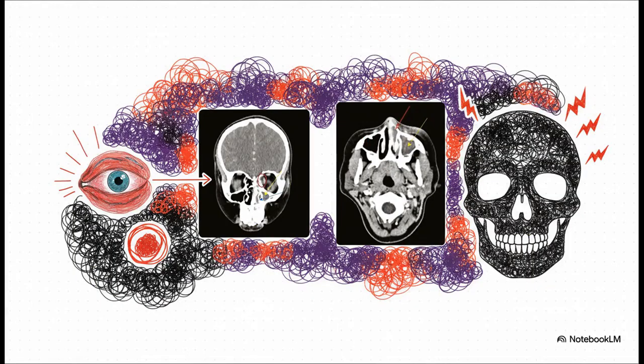Her CT scan confirmed their worst fears. You can see it right here on the scans: signs of infection deep in the orbit, an abscess forming, and her sinuses are just completely filled up. This was the smoking gun that confirmed it was orbital cellulitis.